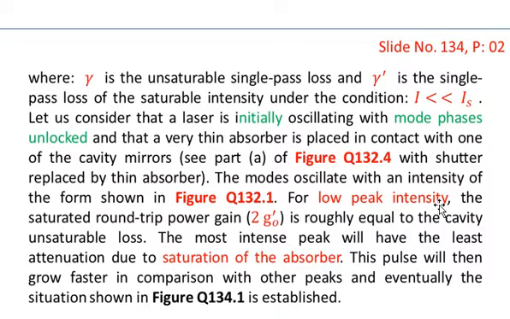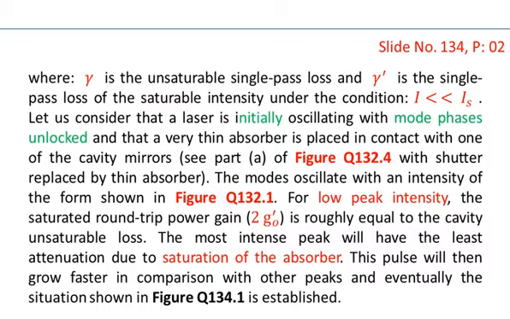For low peak intensity, the saturated round trip power gain, which is represented by 2g naught prime, you see that this is the round trip power gain. The saturated round trip power gain 2g naught prime is roughly equal to the cavity unsaturated loss. The most intense peak will have the least saturation due to saturation of the absorber. This pulse will then grow faster in comparison with other peaks, and eventually the situation is shown in figure 132.1.